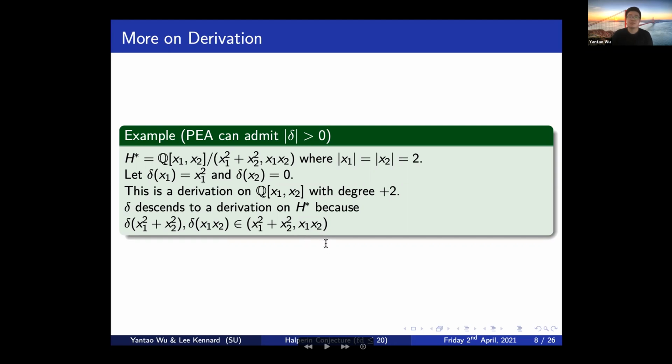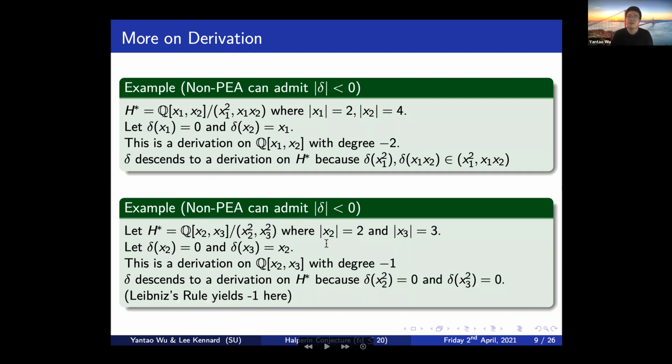And we have more examples. These two examples here show that if something is not a positive elliptic algebra, then it may admit a derivation with negative degree. They are not positive elliptic algebras for different reasons. First, in this first example, it's not positive elliptic because the relations do not form a regular sequence. As you can see, x1, x2, the square of it will be a 0. x1 times x2 will be a 0 divisor in the quotient by the first relation. We define delta x1 to 0 and define delta x2 to be x1. So this derivation will have degree -2.